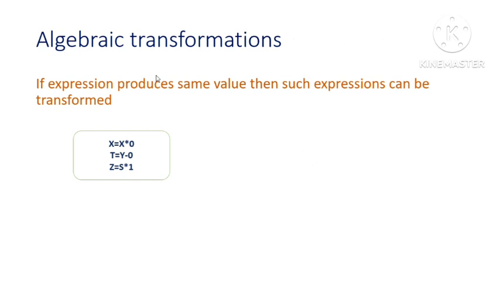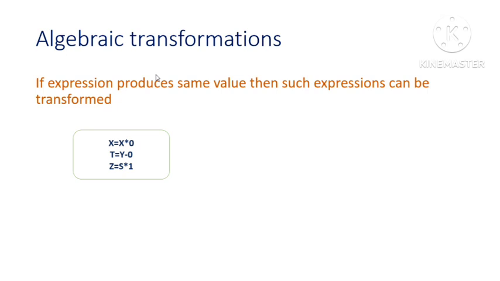Now, the last one is called algebraic transformation. So what is algebraic transformation? When you have an expression that produces the same value, such statements are called algebraic expressions. In this case, we have a basic block, x equal to x star 0. When anything is multiplied by 0, you will get 0, isn't it? So there is no meaning in this expression. And the second statement, t equal to y minus 0. When you subtract 0 from any value, you will get the same value as it is. Zero does not make any sense here.